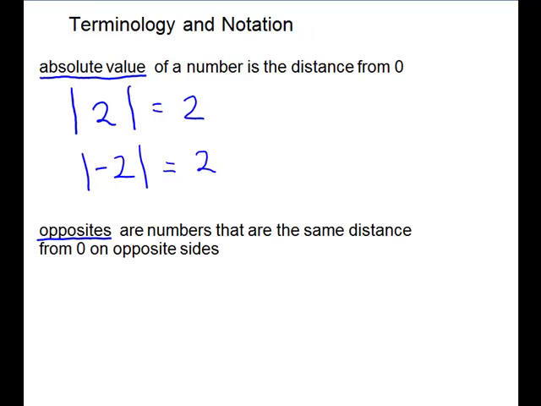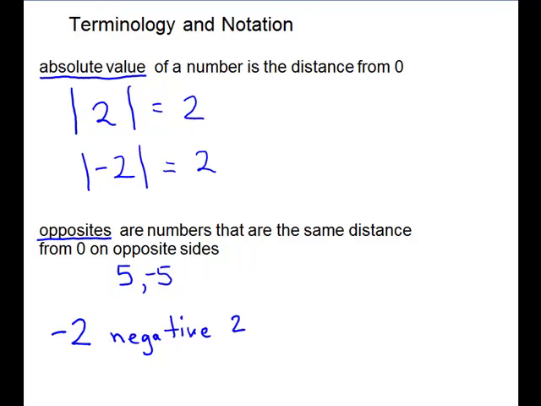Opposites are numbers that are the same distance from 0 on opposite sides. For example, 5 and -5 are opposites. We can also read the negative sign itself as the opposite of. If we just have this, we would say that as -2. But we would be allowed to read it as the opposite of 2.